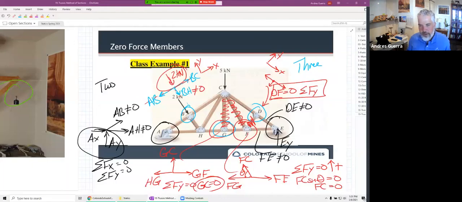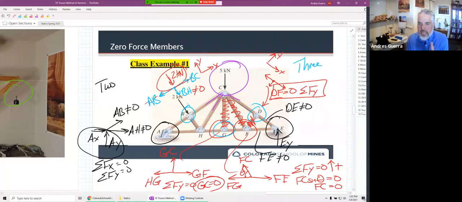Somebody's got to be thinking about that 5 kilonewtons up there at C. Right? How can GC be 0 force when there's 5 kilonewtons? What about this 5 kilonewtons up here? What is that doing? Oh, yeah, okay. Alex is right. What about the 5 kilonewtons? Well, it's going to go down this one.